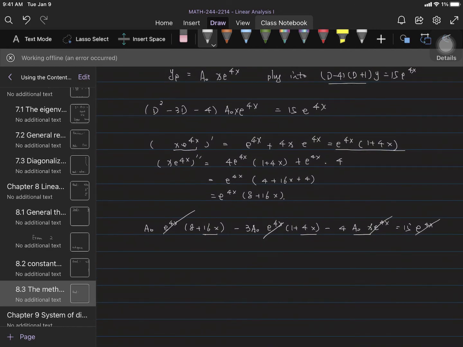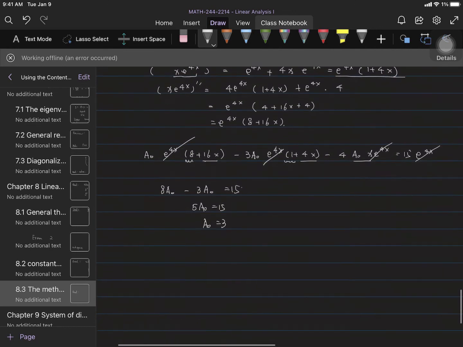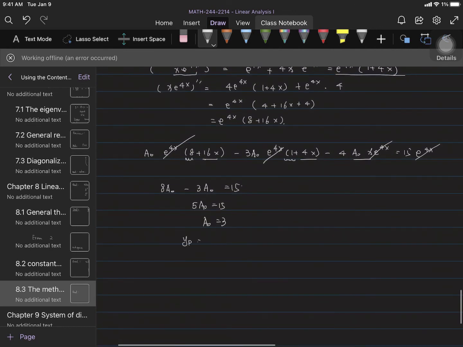Next, let's take a look at the constant term. The constant term should be 8 a naught, and here should be minus 3 a naught. Is that right? Constant term, and that's all. And this equals 15. That means 5 a naught is 15. A naught equals 3. So what's our particular solution? It should be 3x e to the 4x.